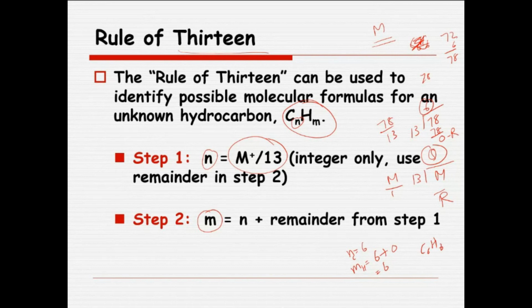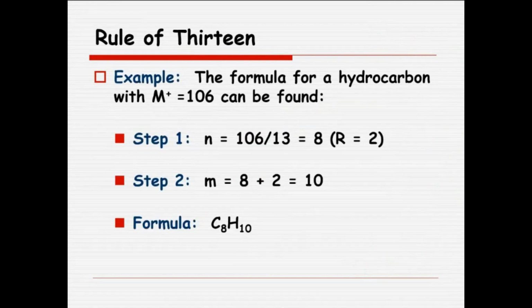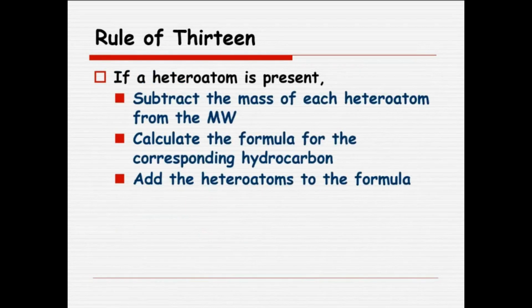Suppose there is no heteroatom, so first we can use it. Here, for example, they have given 106. Since there is no heteroatom, we can use it. Suppose you have a heteroatom, then you have to carefully find the molecular weight, that is, the molecular formula. So suppose 106: 106 divided by 13 is 8 times, remainder is 2. So your H will be 8 plus 2, 10. So the molecular formula is C8H10. Suppose you have a heteroatom, then subtract the mass of each heteroatom from the molecular weight.